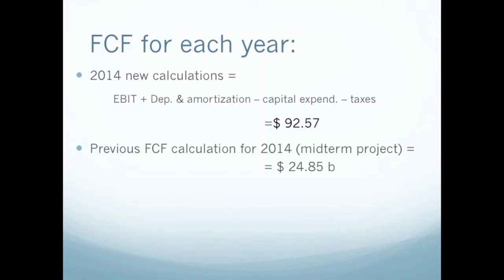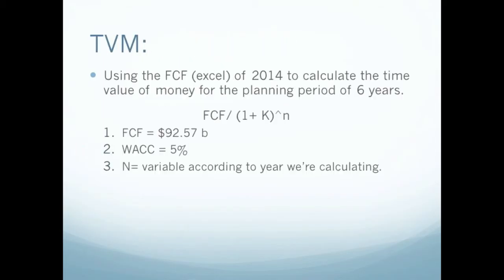Calculating the free cash flow using the previous manual calculations gave us a result of $24.85 billion for the year 2014. And as for the automated calculation, it gave us a result of $92.57 billion as for 2014. The calculations show that there is a huge difference between both calculations, given that they are supposedly the same year. And adding to that, they're supposed to have the same EBITDA and the same capital expenditures. However, the calculations varied.